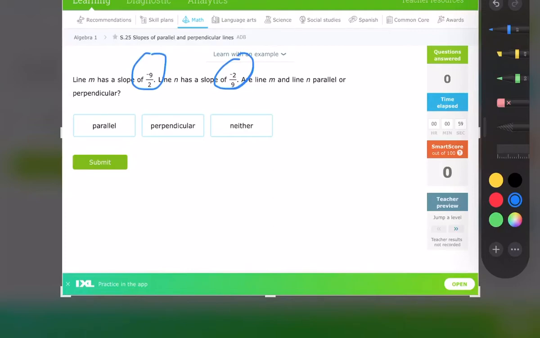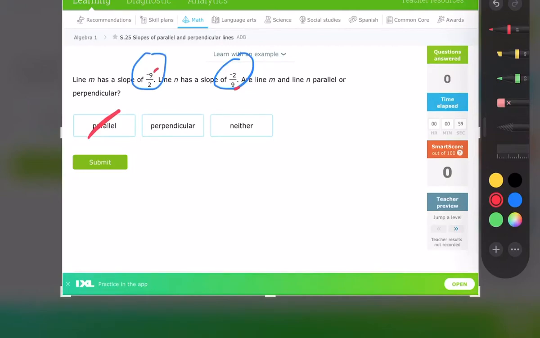So if these slopes were parallel, they would be exactly the same. But notice they're not exactly the same. The 9 and the 2 are on the numerator and denominator, and they're basically not in the same place. So this is on the top, this is on the bottom, so they're not parallel. They would have to both be on the top.